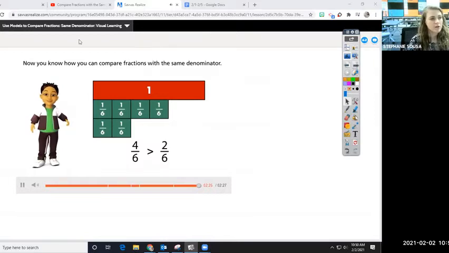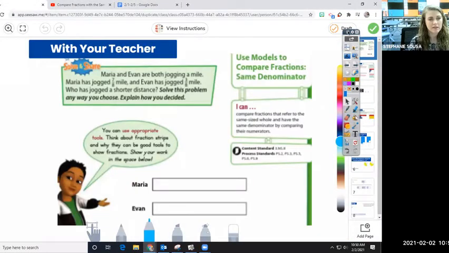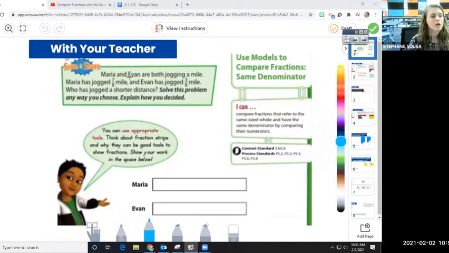All right. On your seesaw, there is an example of this that we're going to work together. Go ahead and get back to slide 1 with me. It says, Maria and Evan are both jogging a mile. Maria has jogged 7/8 of a mile. Evan has jogged 3/8 of a mile. Who has jogged a shorter distance? Important to me are that Maria has gone 7/8 of a mile and Evan has jogged 3/8 of a mile. Solve this problem any way you choose and explain how you decided.